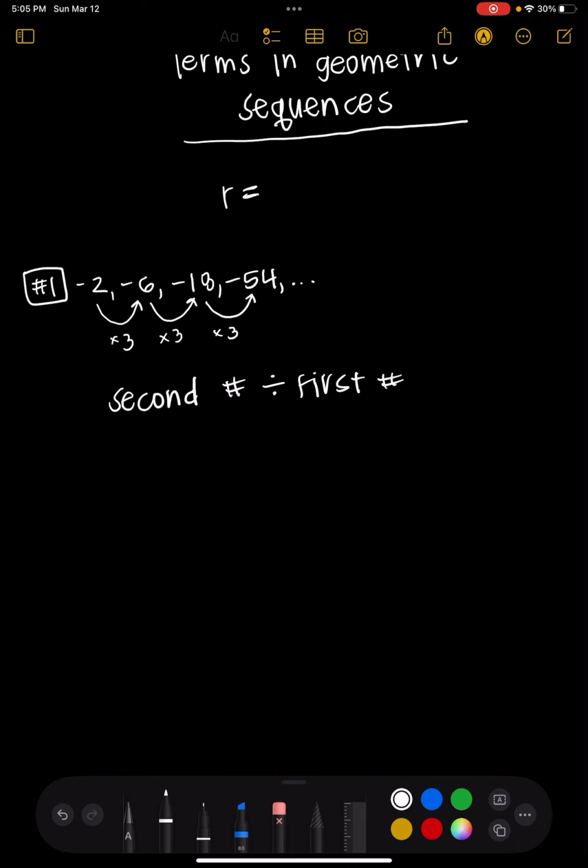You could continue to do it. You could do the fourth number divided by the third number, the fifth number divided by the fourth number, and just make sure that all of your answers are the same. But if you can figure it out without having to do the second number divided by the first number, that's totally cool too. So in this example, we know that we're multiplying by 3 every time, which means that it is geometric. So we're going to say geometric. And because it's geometric, we want to find our common ratio, or what we're multiplying by every time. Well, good news, we already found that. We know that it's multiplying by 3 every time, which means our common ratio is 3.